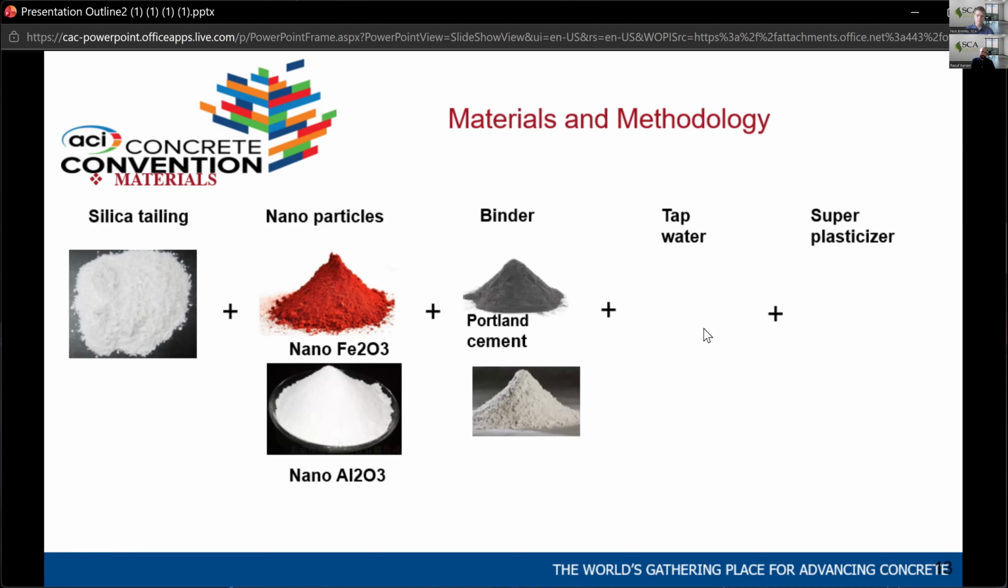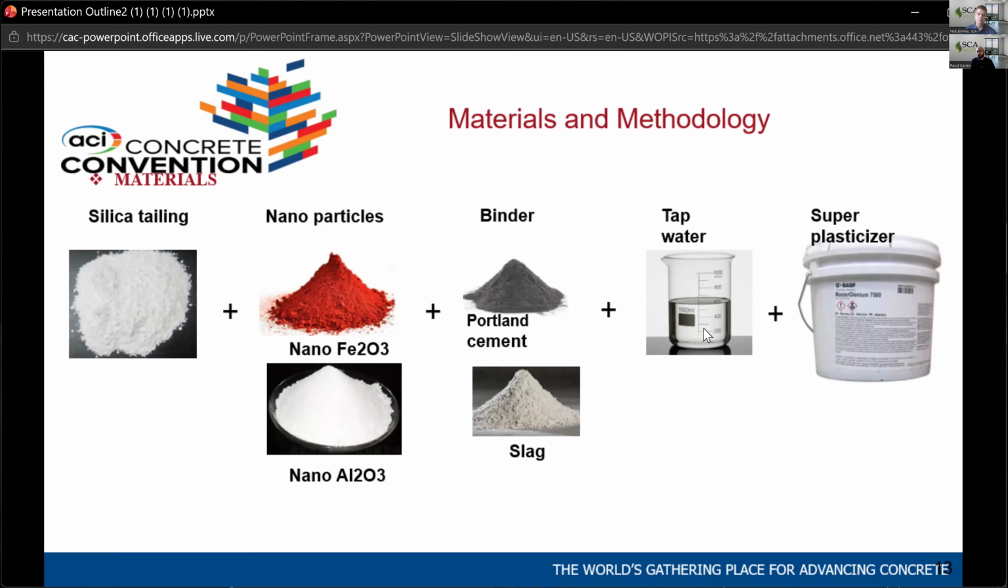These are cements. When they are in the binder, they're fine, but when you inhale them, it's very dangerous for lungs. These are ions, that's why. Portland cement, we have slag, we have tap water, and we have superplasticizer. All the brands I use are in my references, so you can go and check.